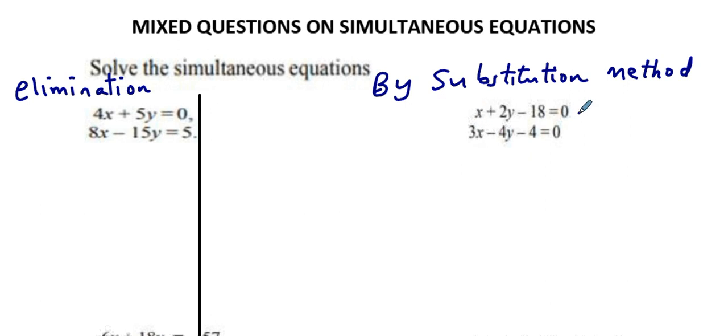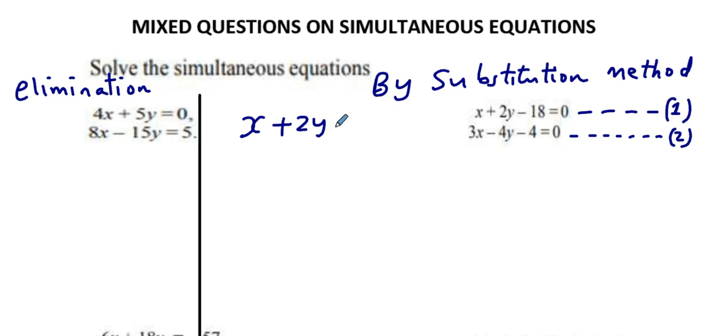So by substitution method, look at this equation number 1. Do we have any letter the subject? No. Look at equation number 2. Do we have the letter the subject? No, we don't have the letter which is the subject in any of these two equations. Okay, so what do we do? Let me choose equation number 1. Equation number 1 is x plus 2y minus 18 equals 0.